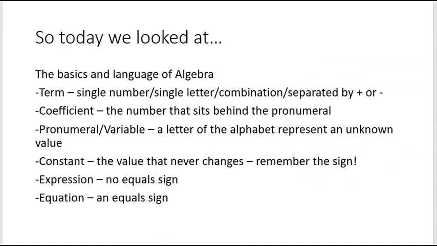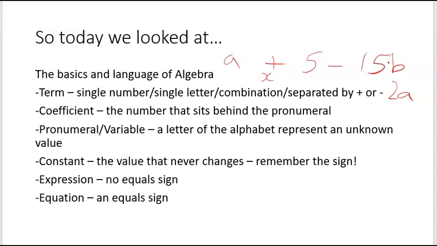So today, what did we look at? We looked at the basics and the language of algebra. We learned that a term is a single number, so it can be 5, it can be 15, it can be any number. A single letter, such as A or X, or a combination, such as 2A. It can be separated by an addition or subtraction sign. So we've got A plus 5 minus 15B.